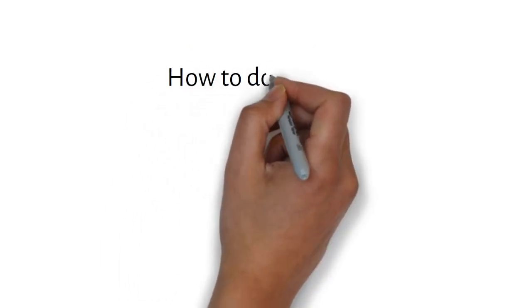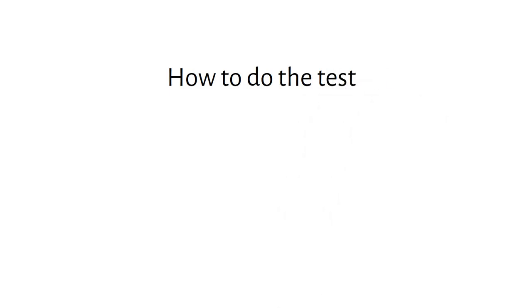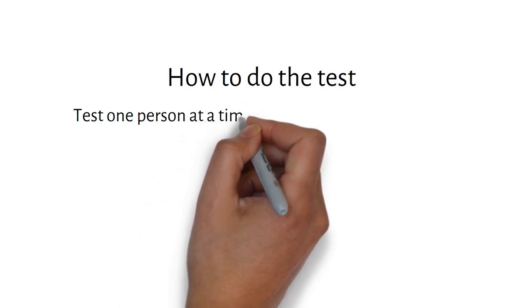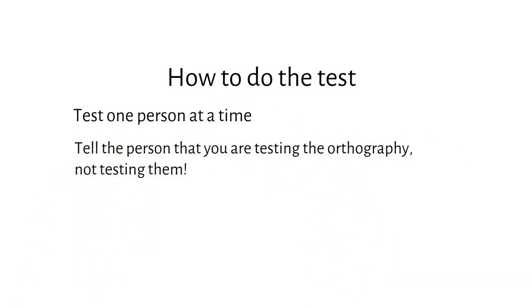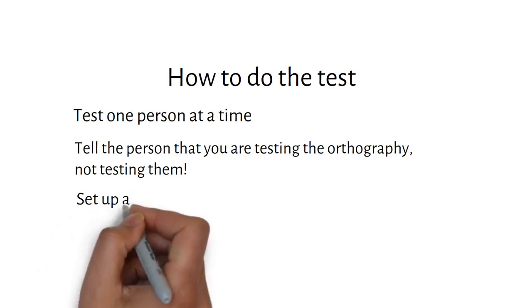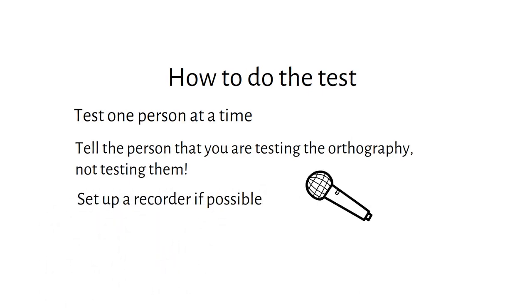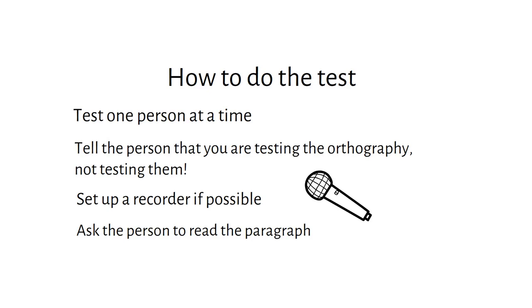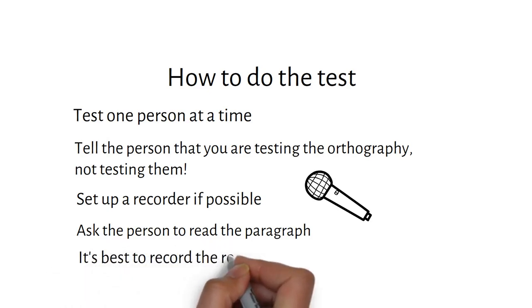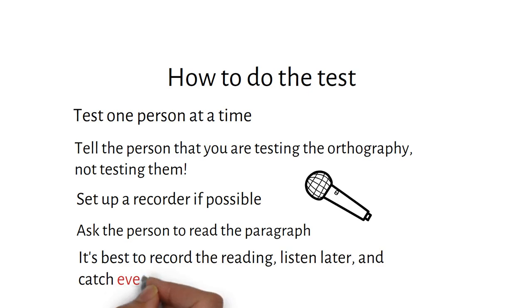Finally, we get to how to actually do the test. Yes, test one person at a time. Again, tell the person you are testing the orthography, not testing them. Set up a recorder. Give readers a copy of the test paragraph and have them read it. You can watch and listen and make notes, but it is best to record them reading so you can listen more carefully later and catch every hesitation or mistake they make.